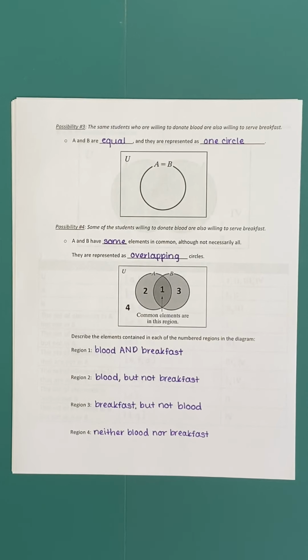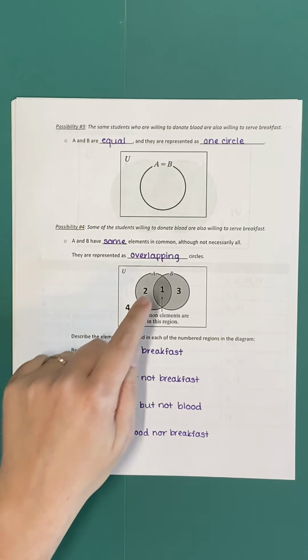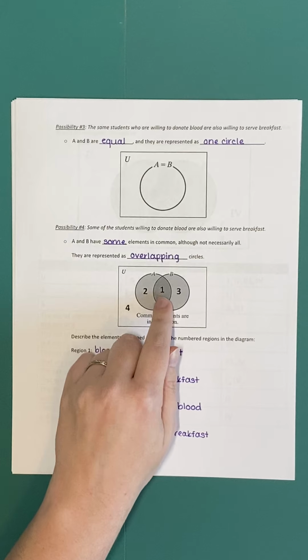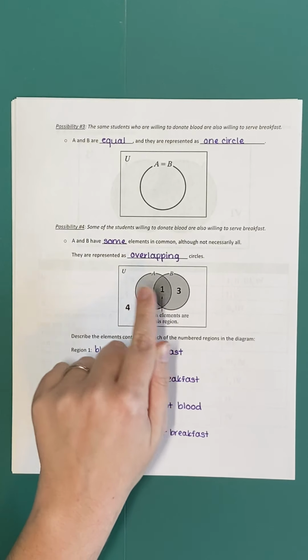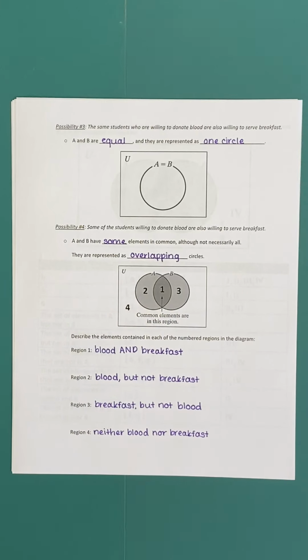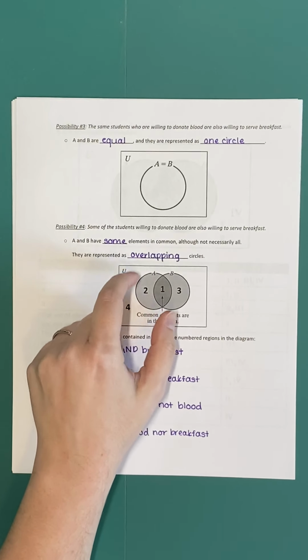There will also be some people who said they'd donate blood but said they wouldn't serve breakfast. There will also be people who said they'd serve breakfast but wouldn't donate blood. And then again, there's still that pool of people who were surveyed but decided they weren't willing to do either. So in order to indicate that these two sets have some things in common, but not necessarily all things in common, we draw our two circles and we draw them with an overlapping region in the middle. So based on where we fall in this diagram, we can determine what this person said when they responded to this survey.